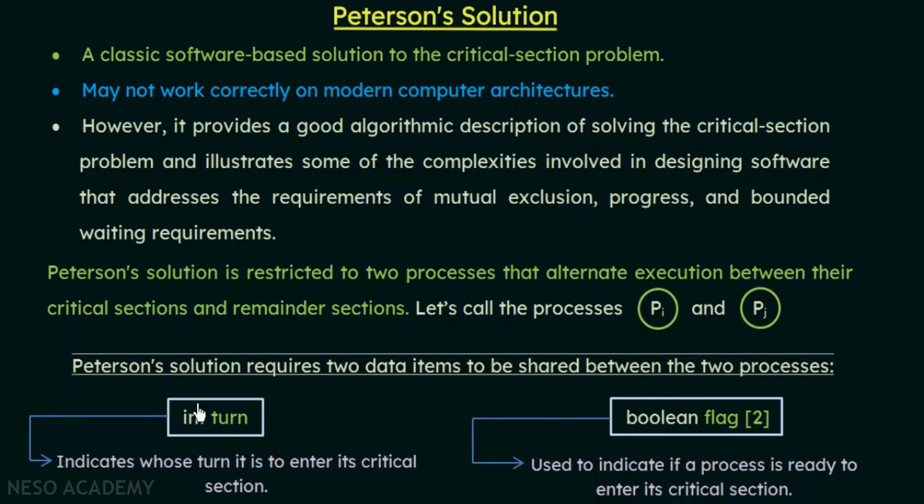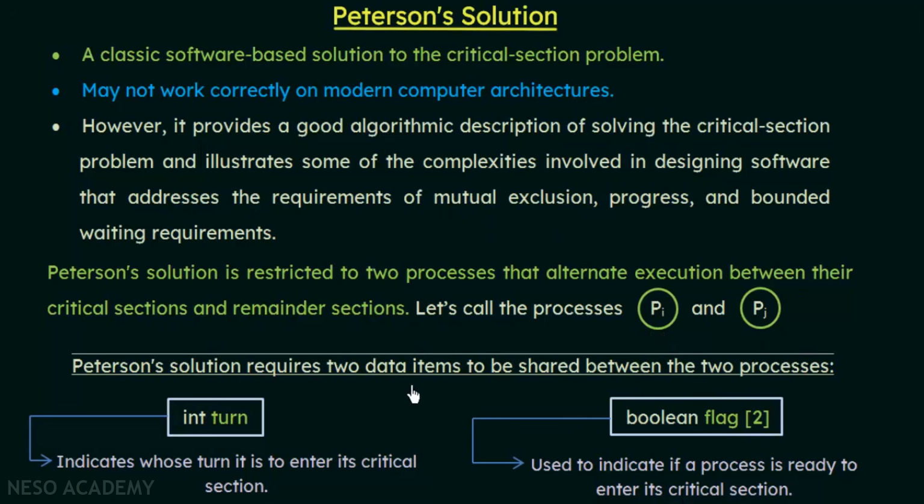The integer turn is a variable that indicates whose turn it is to enter its critical section. If turn equals i, it is process Pi's turn to enter its critical section. And if turn equals j, it is the turn of process Pj to enter its critical section. This turn variable is shared between processes Pi and Pj and can be modified by both.